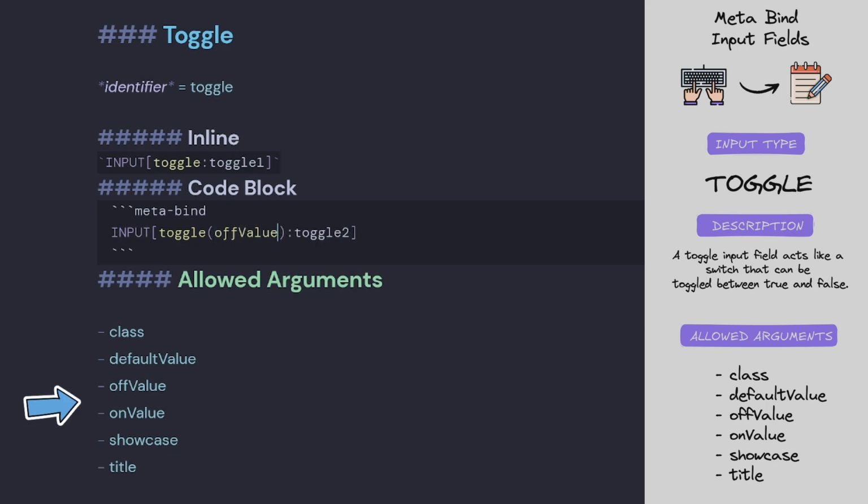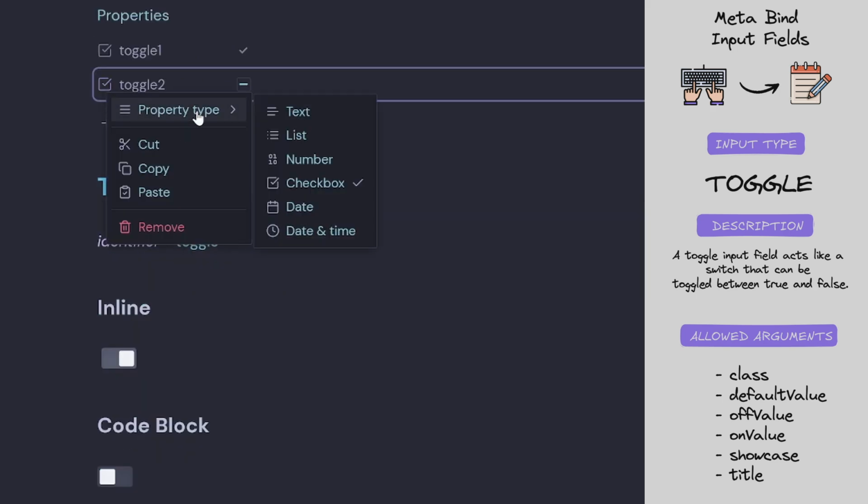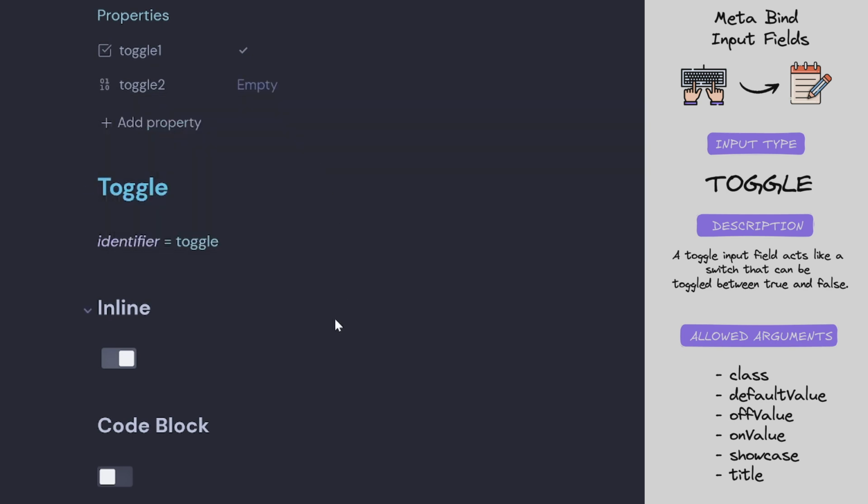We also have 2 new arguments, off value. So this allows us to specify a custom value for the off switch. So if we did want to make it a number, we could make off 0, and then we could make our on value 1, so that now when we change our property type to our toggle2 to number and turn on the switch, it gives us the on value of 1. And if we switch it off, it gives us the off value of 0. So that could be useful.